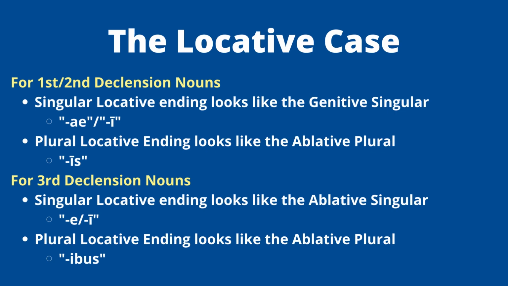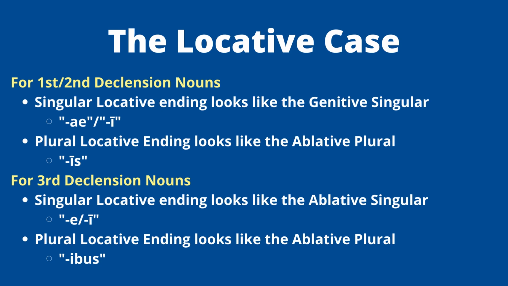If the name of your city is a first or second declension noun, the singular locative looks like the genitive singular. So either an AE or a long I. So for instance, if I'm trying to say I'm in Rome, I would say Romae, with an AE, right? That would be my locative singular ending. It looks just like a genitive, which makes it a little confusing.